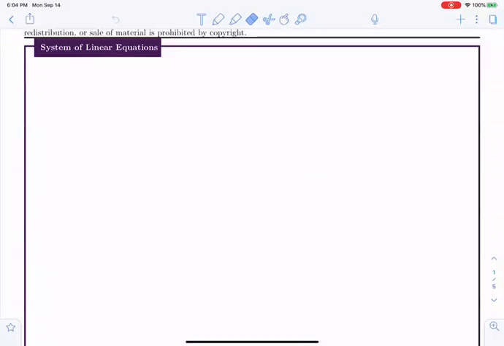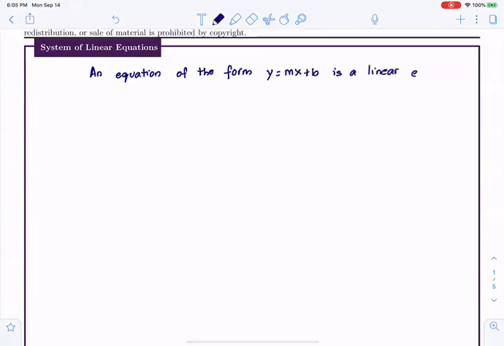Okay, system of linear equations. We all know what a linear equation is. An equation of the form y equals mx plus b is a linear equation. And we know m is the slope and b is the y-intercept. As an example, y equals 2x plus 5 is a linear equation.